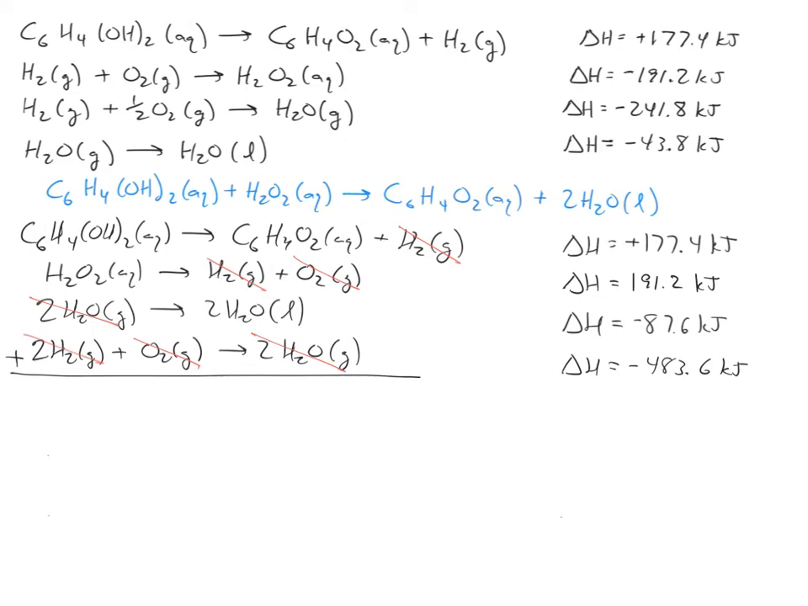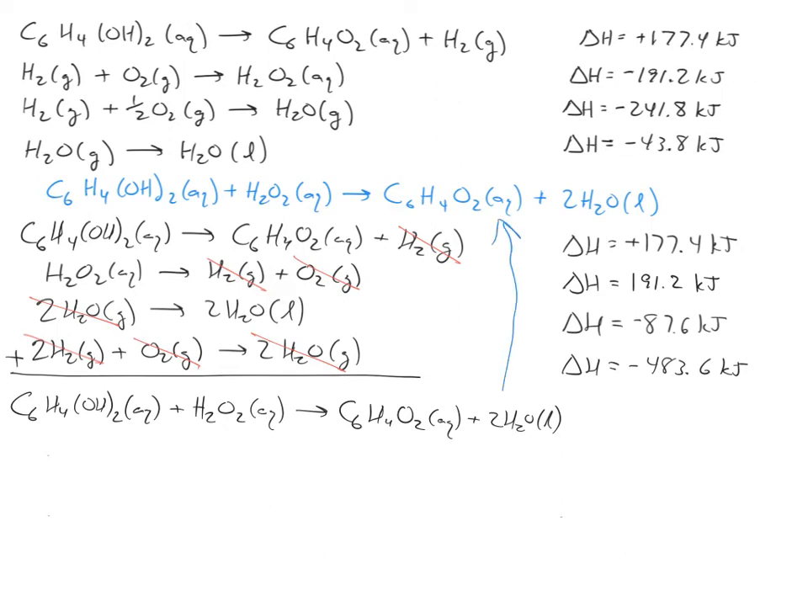And looking at it, I don't see anything else that cancels. So now I can write what's left. What's left is C6H4(OH)2 aqueous plus H2O2 aqueous makes C6H4O2 aqueous plus 2 H2O liquid. And again, if I compare, that's exactly what I was trying to make in the first place.